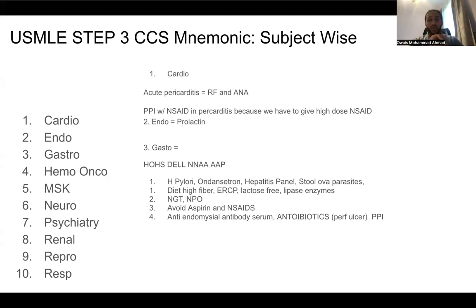A stands for anti-endomysial antibodies, which are anti-IgA antibodies, but there are also other antibodies, anti-tTG and anti-deamidated gliadin peptide, or anti-IgG. And then we can give antibiotics for any perforated ulcers, and then we can give PPIs as well. So that's a really nice mnemonic.